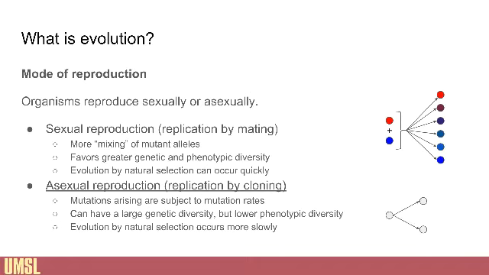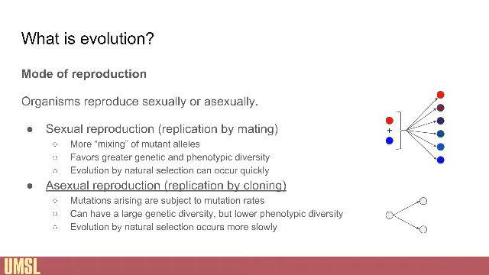Now, asexual reproduction, or replication by cloning, is something that the prokaryotic world is doing all of the time in the absence of horizontal gene transfer. And so mutations arising are subject to mutation rates.